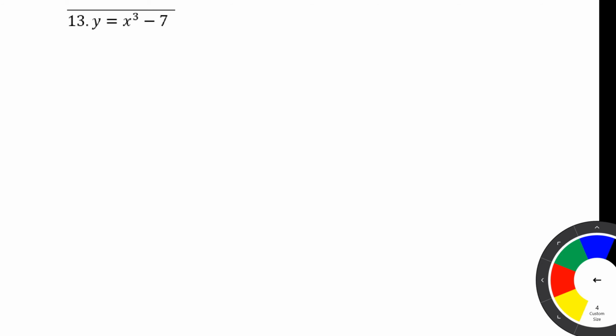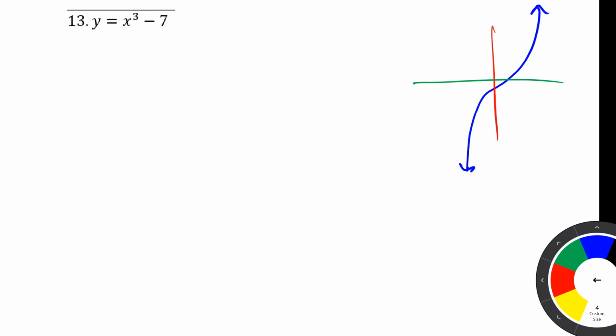Now, number 13 didn't give you the table of values and it didn't give you the graph of the function itself. It just gave you the equation. So the first thing I would do is put that in my calculator and just see what it looks like. So if I graph that in my calculator, I'm going to get something that looks like this. So this function passes the vertical line test and also passes the horizontal line test. Therefore, this function is a one-to-one function.